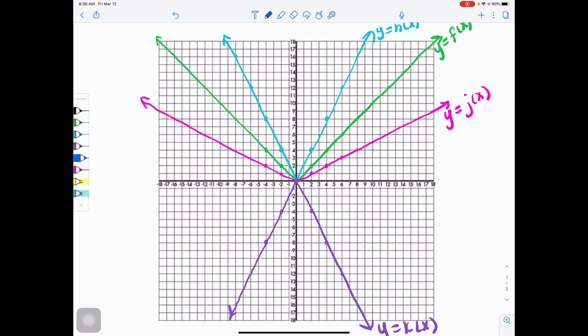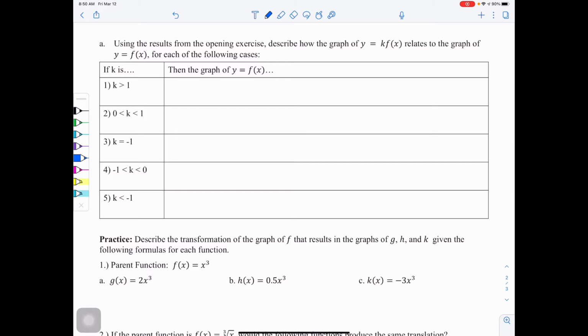Okay, so now in part A, it says using the results from the opening exercise, describe how the graph of y equals k times f of x, so we're multiplying here, relates to the graph of y equals f of x for each of the following cases. So we're basically going back to revisit what happens when you multiply a function, how it vertically stretches it or shrinks it. So that's what we're going back to look at today.